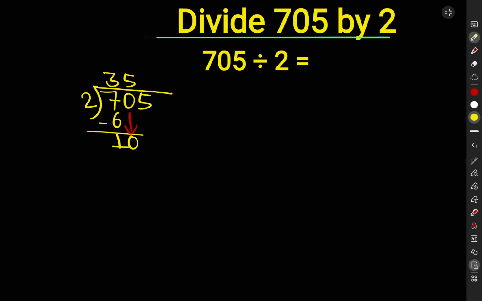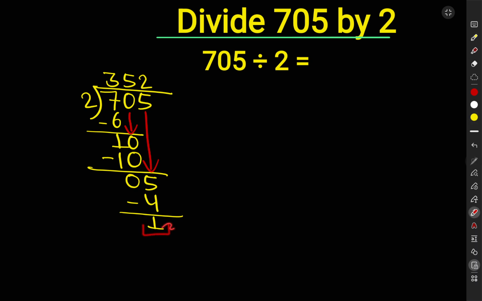So 2 times 5 is 10. On subtracting we get 0. So again we put down this 5 and 2 times 2 is 4. On subtracting we get 1.